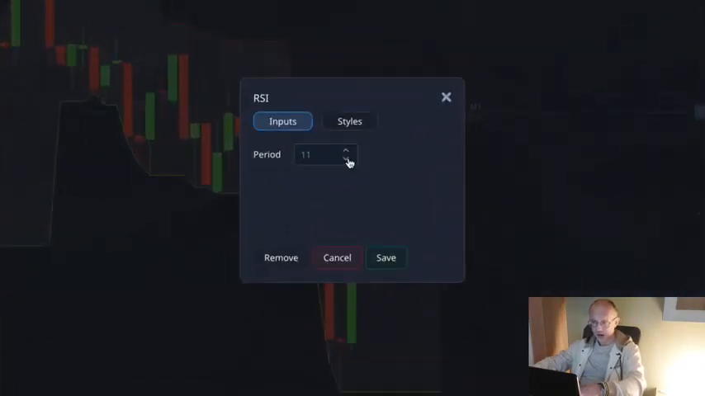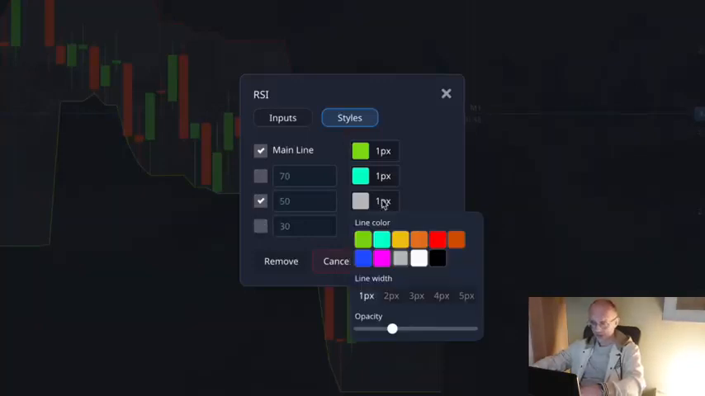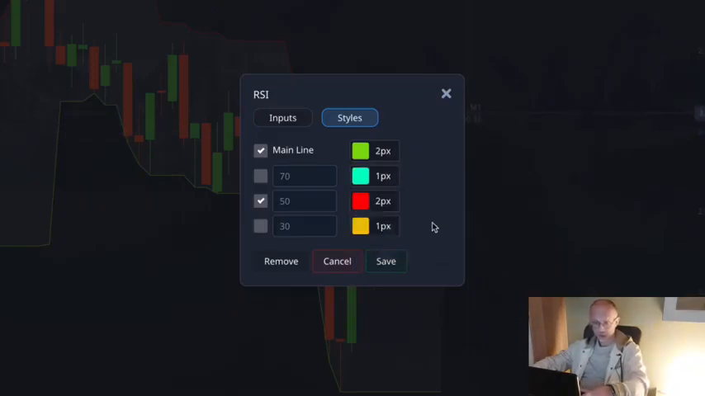Let's configure the RSI. Set the period to 5. Go to Style and disable lines 70 and 30. Set line 50 to red. Width 2. Move opacity to the right. And let's set the main line width to 2 and save.